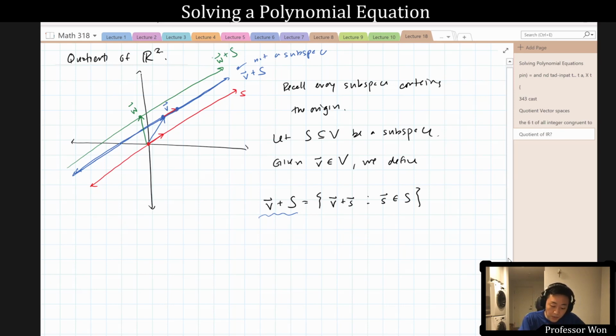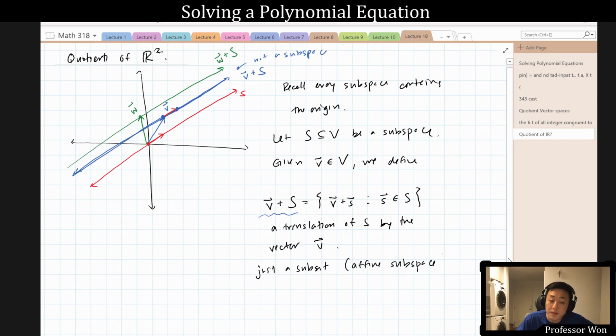In other words, this is just a translation of S by the vector v. This kind of subset, this is just a subset, but it's sometimes called an affine subspace. An affine subspace is basically a subspace that's not required to contain the 0 vector. It's a translation of a subspace.